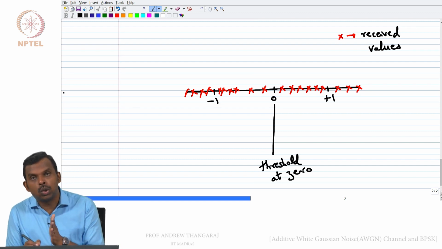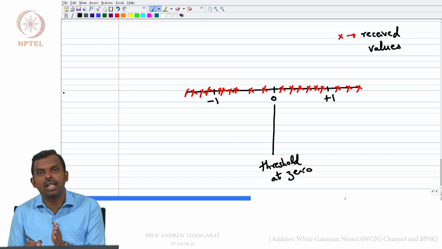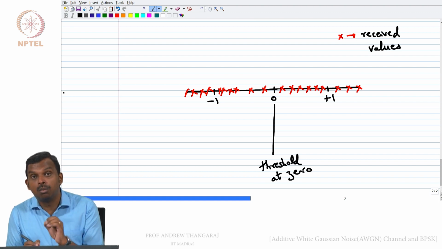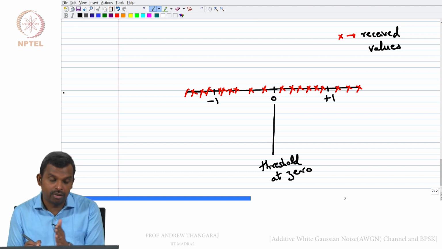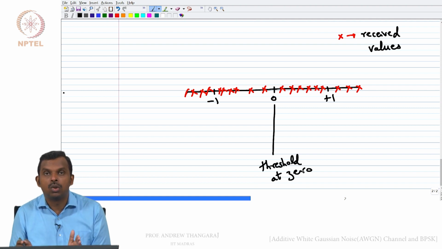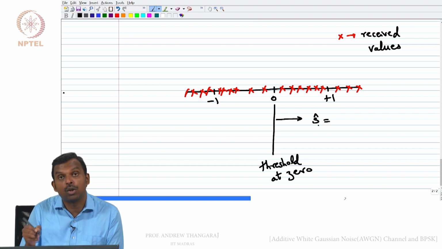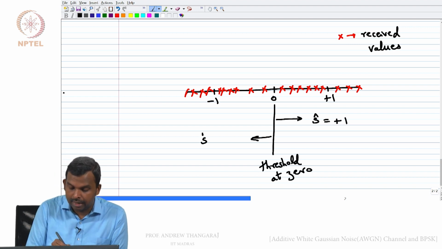What do I mean by threshold at 0? Any received value which is positive, to the right of 0, I will decide that the transmitted symbol was plus 1. So, that is the thresholding at 0. If the received value is negative, it is to the left of 0, then I will decide that the transmitted symbol was minus 1. That is my decision. I am going to use this simple thresholding rule to decide whether it was plus 1 or minus 1. So, on this side, S hat, which is the estimate of the transmitted symbol at the receiver, is plus 1, and on the left side, S hat is minus 1.